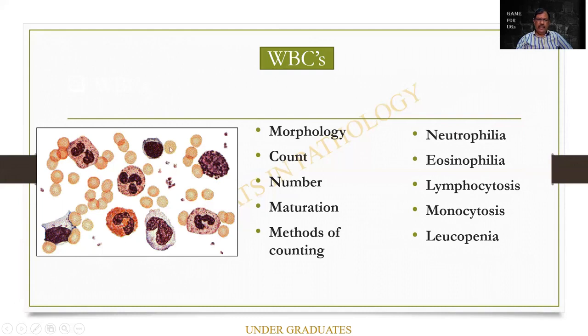These are the platelets. They measure about 1 to 2 microns. You compare it with the RBC and you can make it out. And this is the clumping of the platelet. I hope you are able to make out all this.